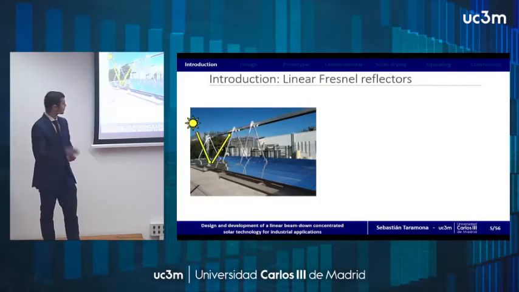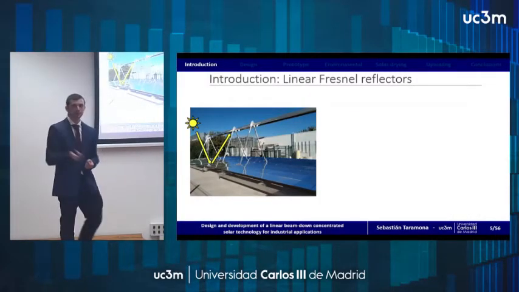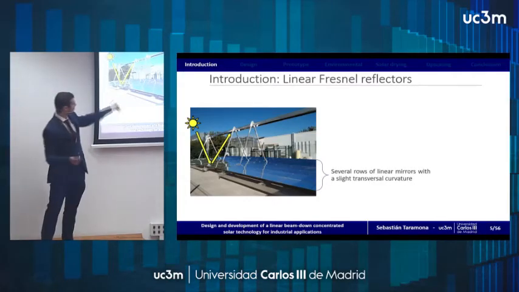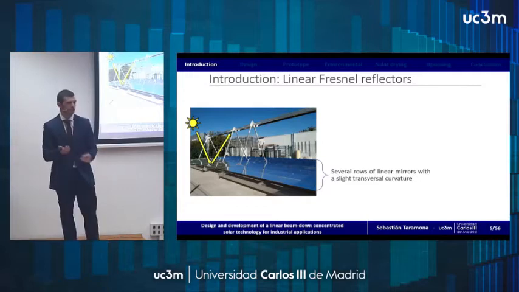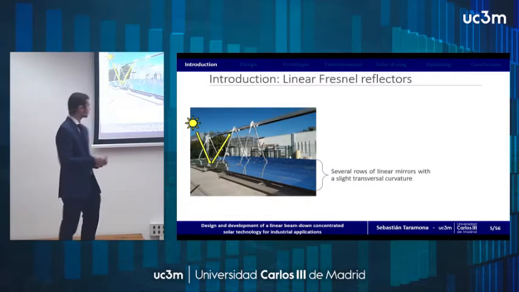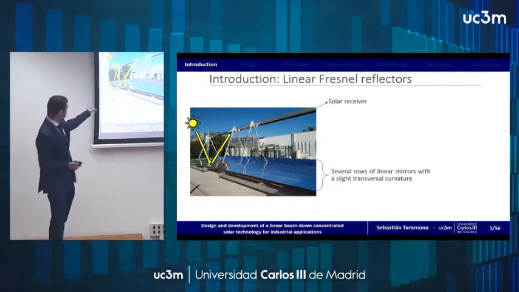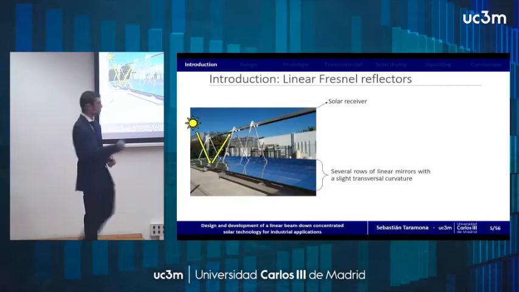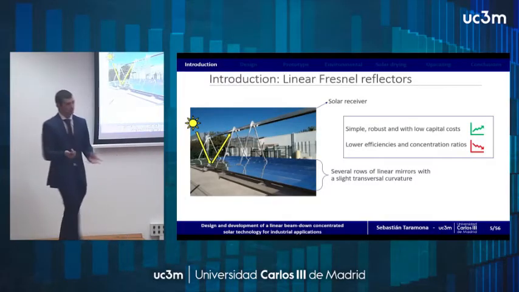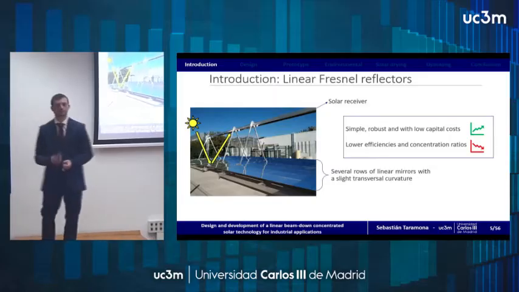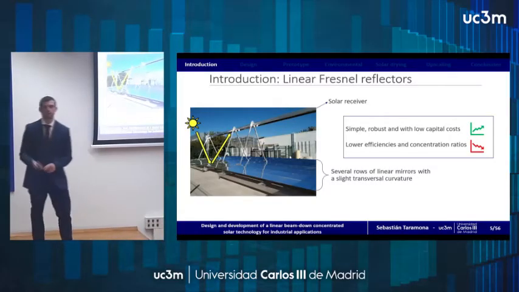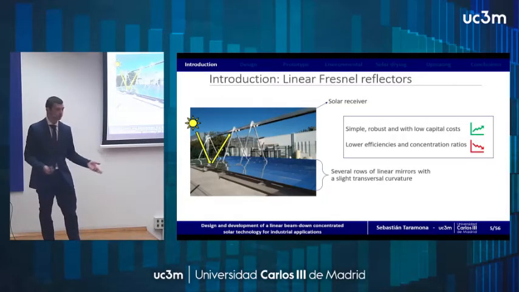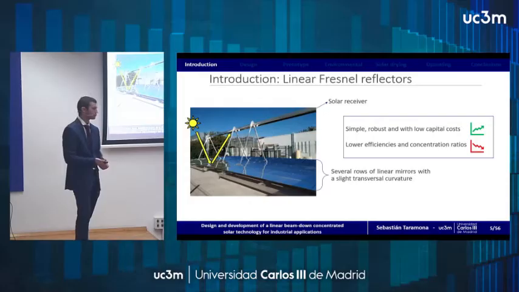So, delving further into this technology, these linear Fresnel reflectors consist of several mirror rows located near the ground, as you can see in this figure. All of these reflectors have a slight curvature in the transversal axis, and they concentrate the solar irradiance onto a solar receiver located several meters above them. As I previously said, the main benefits of this technology are that it's simple, it's robust, and it has lower capital costs. And the drawbacks are lower efficiency and concentration ratios relative to other technologies.